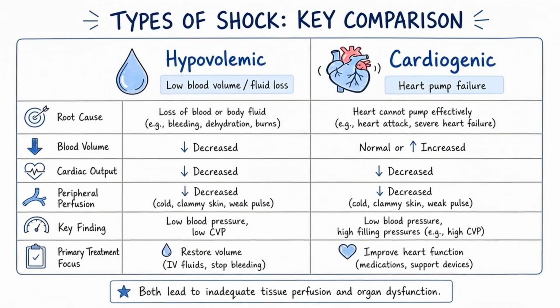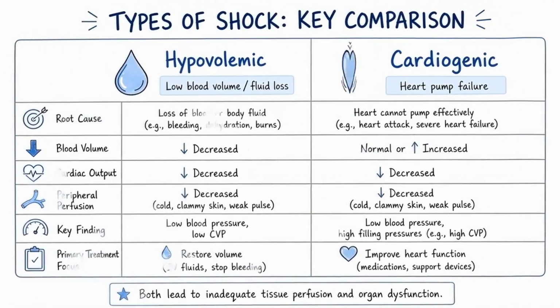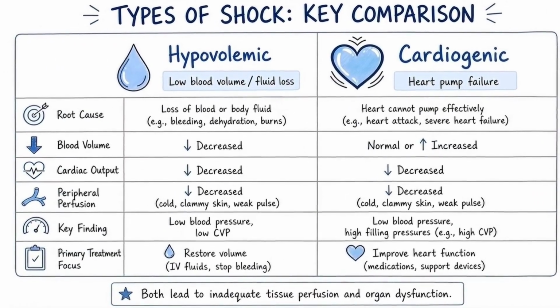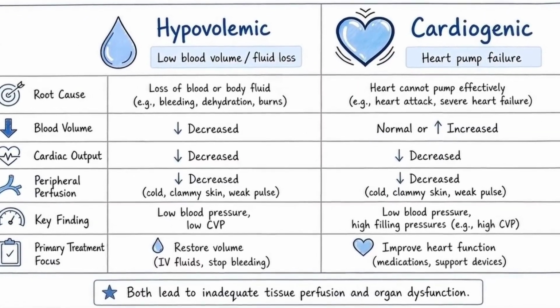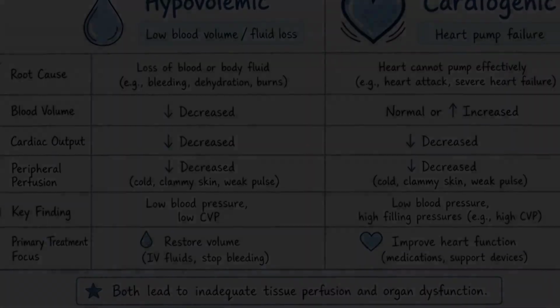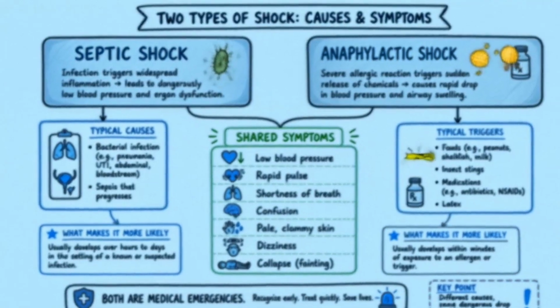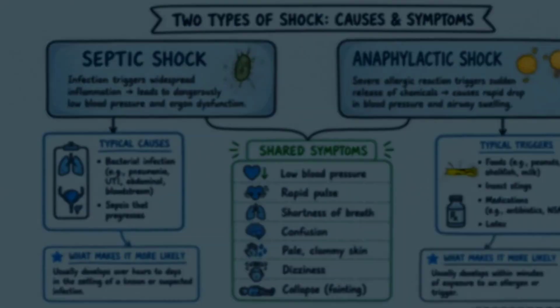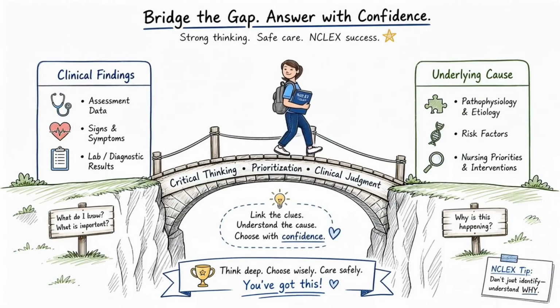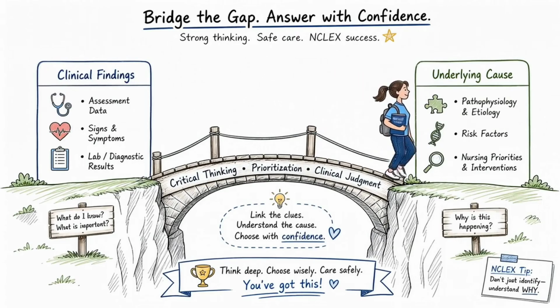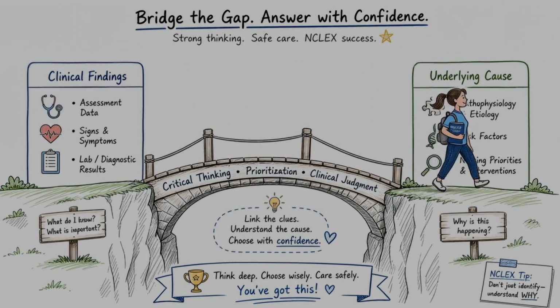To master these topics, always focus on the cause. Hypovolemic is fluid loss, while cardiogenic involves pump failure. Septic shock is driven by infection, and anaphylactic shock is an allergic reaction. Connect the symptoms to these specific problems. By linking clinical findings to the underlying cause, you can answer NCLEX questions with much greater confidence and accuracy.